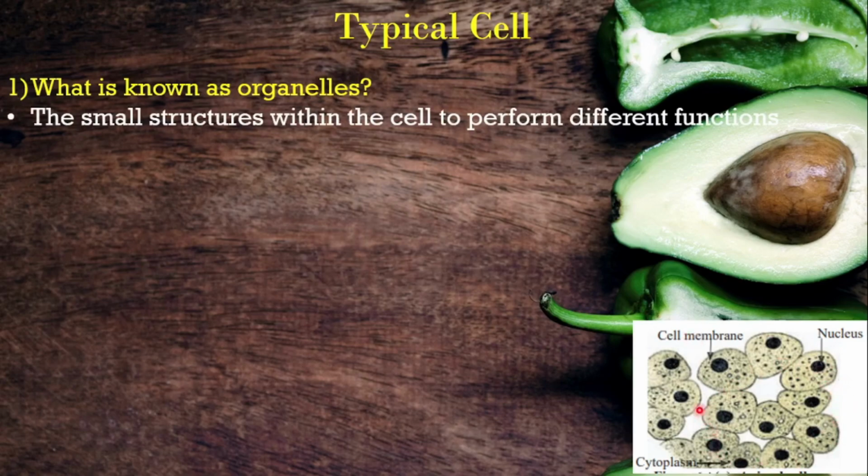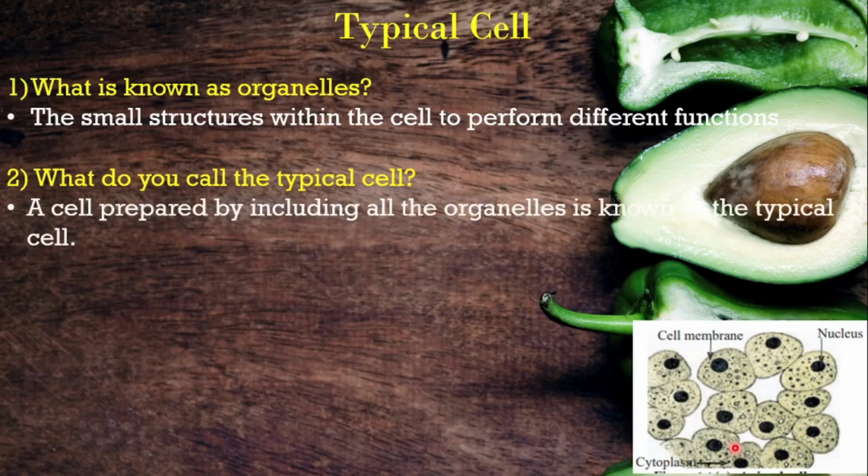And when you look at this picture over here, this is a picture of some cells. And as you can see here, cell membrane. Here we have this black color dot, the larger one, nucleus. And here we have cytoplasm. Let's look at the next question. What do you call the typical cell? Here is the answer. A cell prepared by including all the organelles is known as the typical cell.